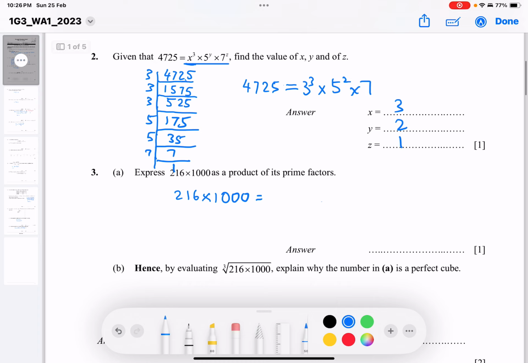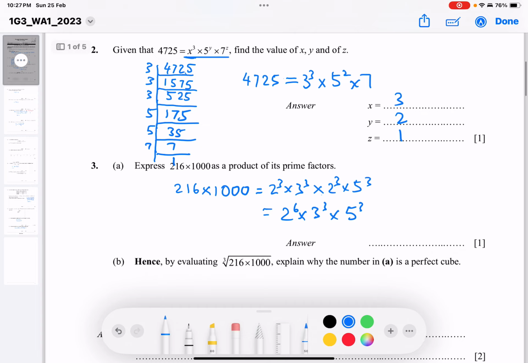Next, we have to express the number as a product of prime factors, and we know that 216 is actually 6 cubed, and 6 cubed is actually 2 cubed times 3 cubed, and 1000 is 10 cubed, which is actually 2 cubed times 5 cubed. So we can get 2 to the power of 6 multiplied by 3 to the power of 3 multiplied by 5 to the power of 3.